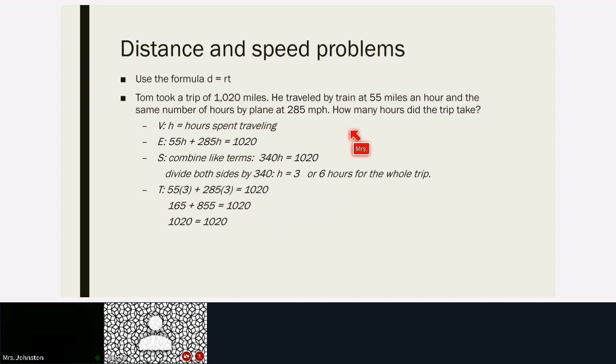Now, look back at your question or your problem every time you come up with your answer. Your work may be great. You may come up with h equals 3 and think that that's the answer, but look at the question asked. How many hours did the trip take? They're talking about both legs of this trip, the one by train and the one by plane. So 6 would be your answer to this question if that were all you were asked.